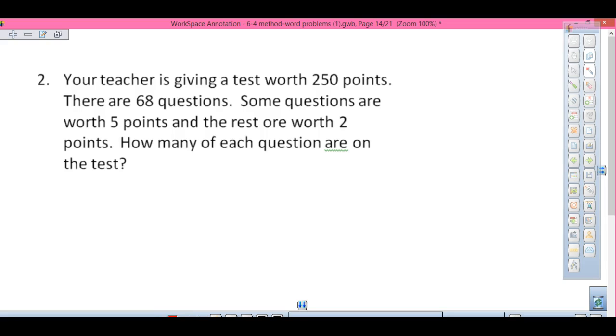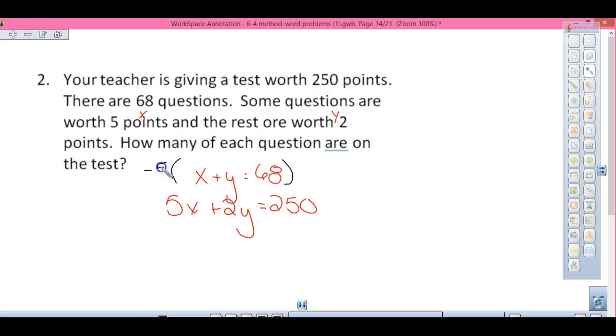Okay, so what's my x? My x can be my 5 pointers. What's my y's? Okay, so my 2 pointers are my y. Okay, so x plus y is going to be, no, how many questions? 68 questions. Okay, now we go by points. How many points is x worth? So equals 250 points. Okay, so what am I multiplying the top by?